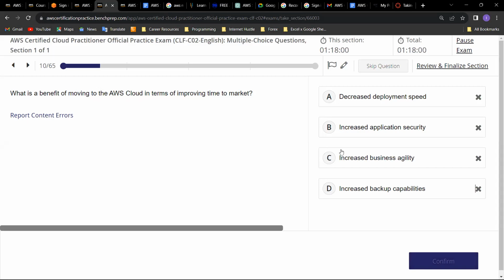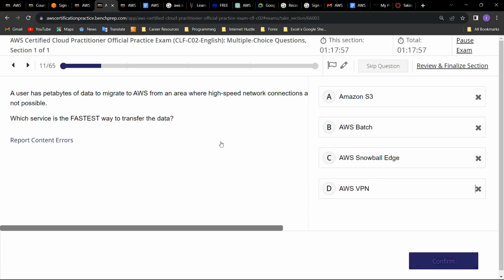Okay, so C. A user has petabytes of data to migrate to AWS from an area where high-speed network connections are not possible. Which service is the fastest way to transfer the data?